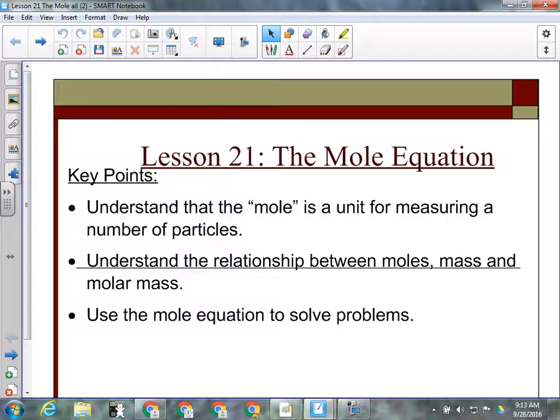Atoms and molecules are really, really small. It is impossible to count them because we can't see them. Even in a thimble full of water, it would take you almost a lifetime to count the number of molecules in that thimble full of water, even if you could see them, because we'd probably lose count.